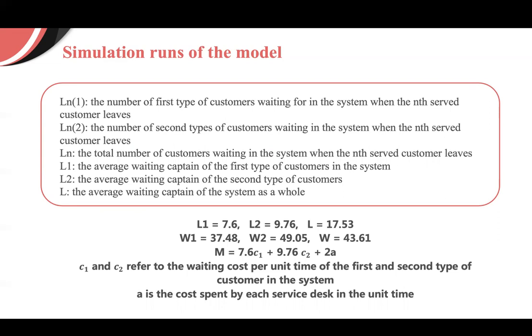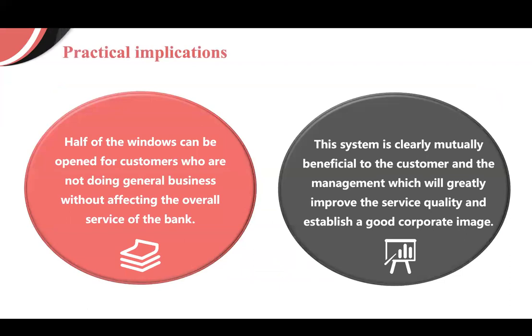In fact, although this queuing model increases the waiting time of the first type of customers in the system, it also increases the chance of the second type of customers to be served. Therefore, it is necessary to make some economic evaluation of this system. So we let the waiting cost per unit time of the first and second type of customer in the system be C1 and C2, and the cost spent by each service task per unit time is still A. So the total cost of the system per unit time is M equals 7.6 C1 plus 9.76 C2 plus 2A. And finally, the practical implications.